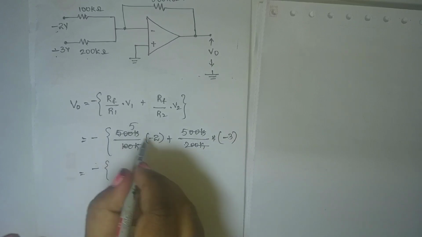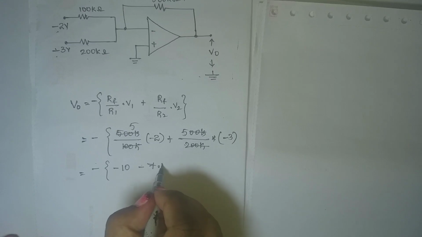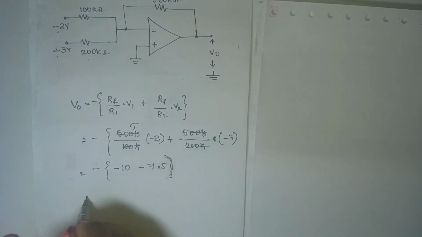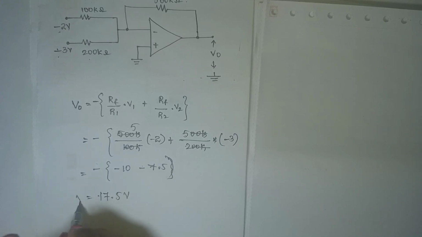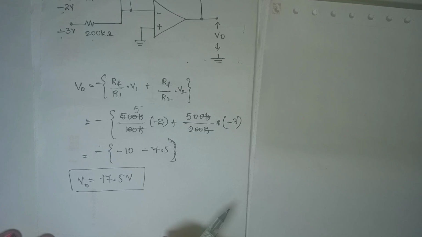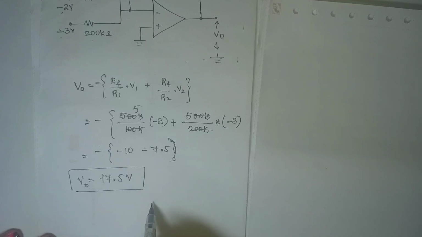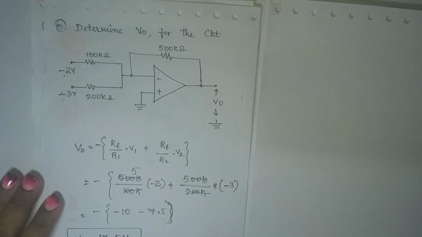This becomes 5 2s are 10, minus 10, minus 7.5, you will get 17.5 volts. If you add it, V0 is equal to 17.5 volts. So this is the equation, or the value of the output. Clear with us? It is just a simple problem.